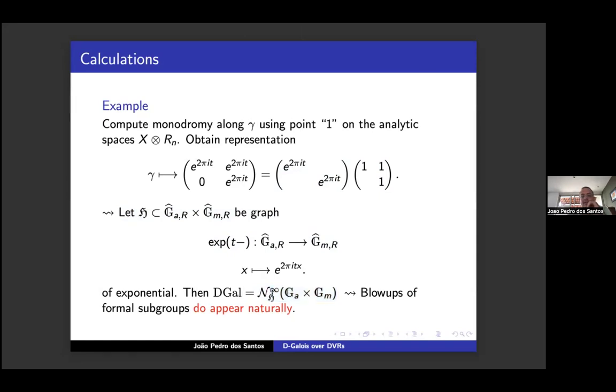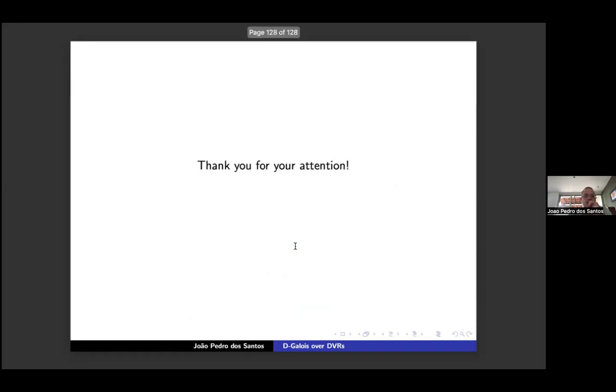But this means that this H here is a subgroup which is formal, but it's not algebraic. So this is a very subtle thing, that if it appears in such a context, then H is transcendental. It means that it's really formal, but not algebraic. And with that, I conclude. Thank you.